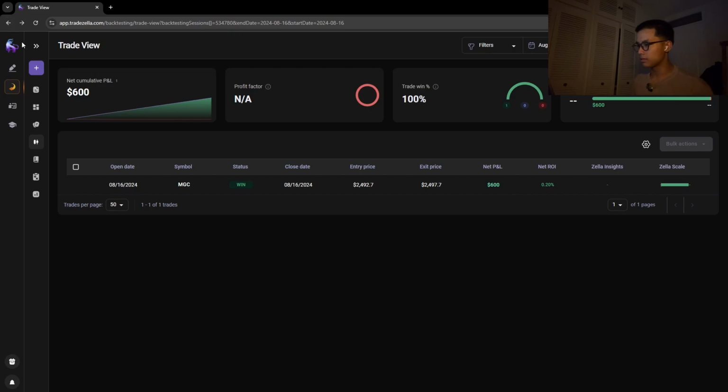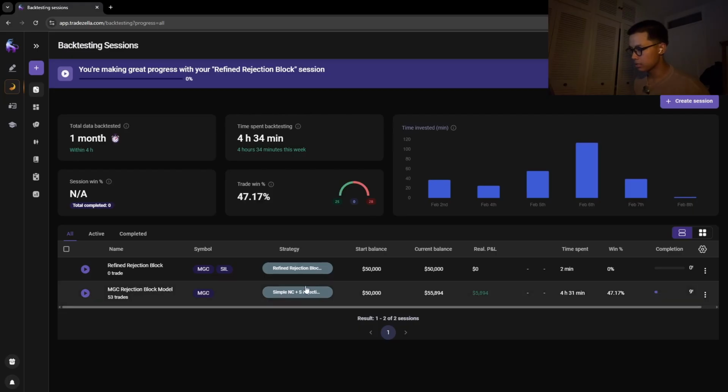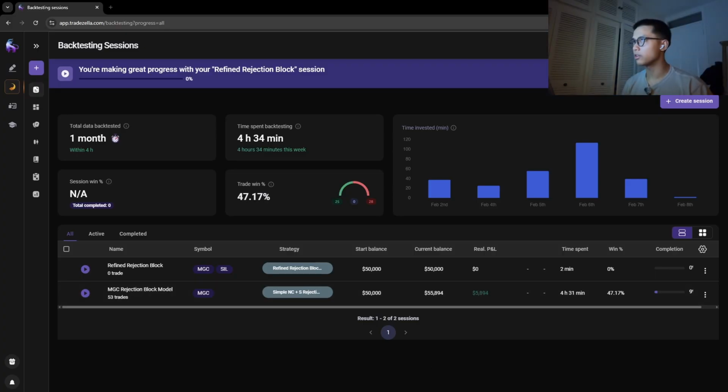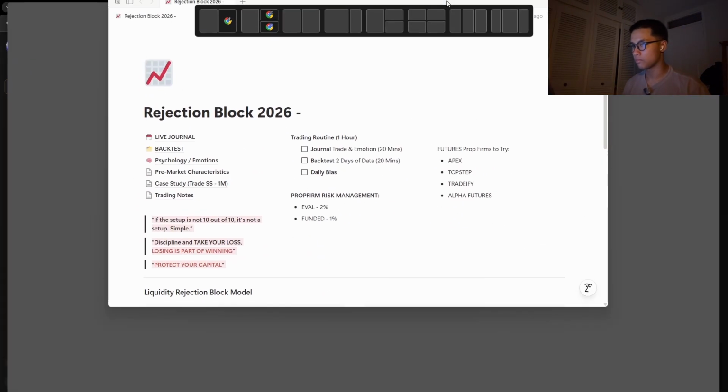But then I think this session, the one that we're viewing right now with the 6k PNL, is the unrefined one, and there's some tweaks that I've made to the model so that it's more consistent and it'll hold. Hopefully it'll hold over time. So I'll just run you guys through the model.